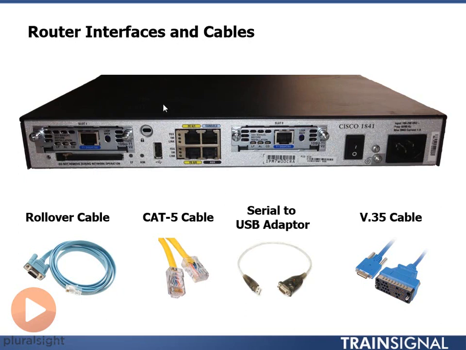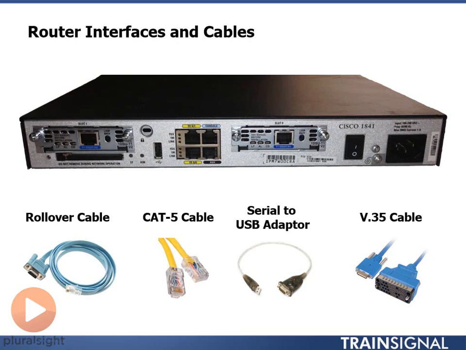Now, in the middle here, there are some built-in ports. And the built-in ports, there's usually 4 of them, especially on the 1841. And the 2 on the left are going to be for transferring actual data. And those are fast Ethernet ports. Fast Ethernet operates at a maximum of 100 megabits per second.